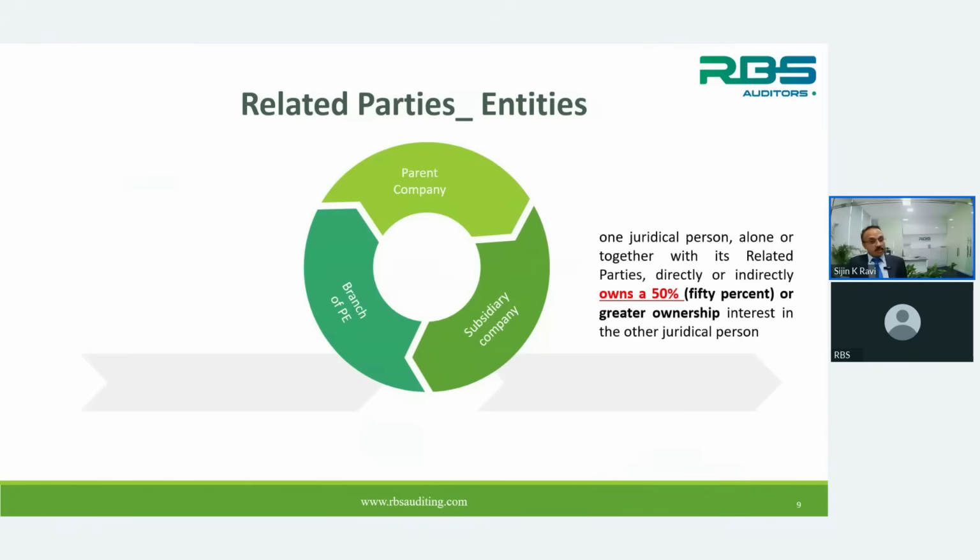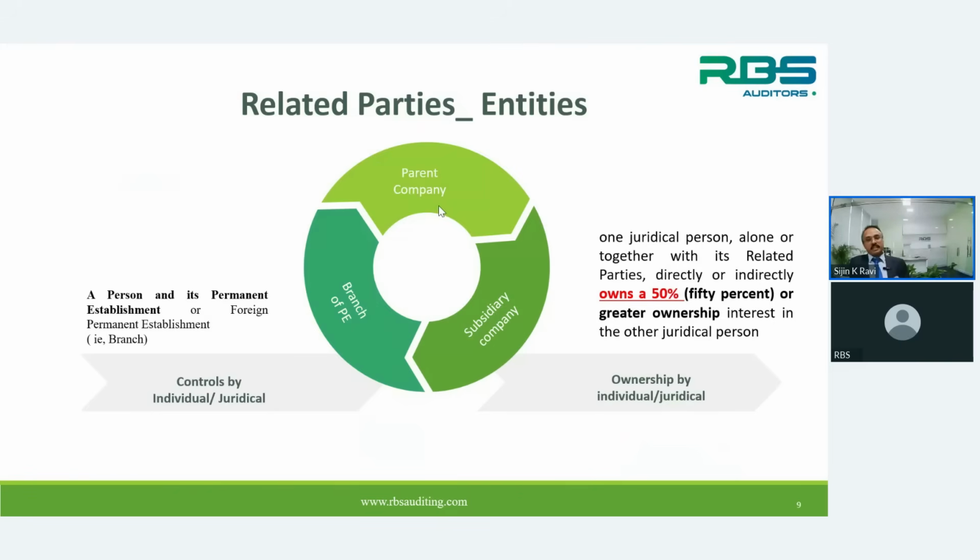Next one, in case of related parties and entities. So what are related parties and entities? Related parties are relating to entities. One is relating to the parent company, second is relating to the subsidiary company, and the third is relating to a branch or PE, that means a permanent establishment.